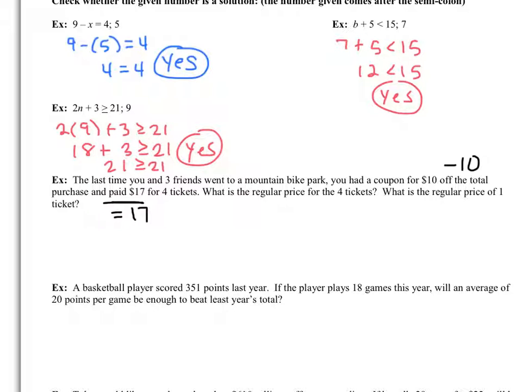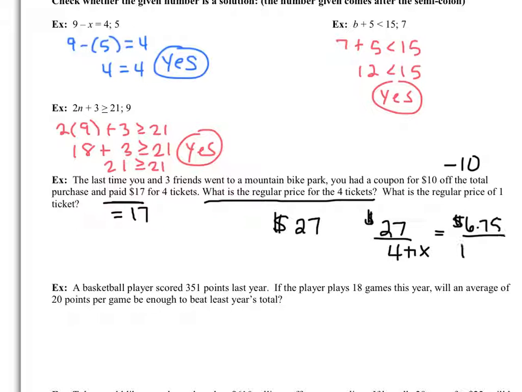The first thing that they're asking us to find is what the regular price of the 4 tickets should have been. What's the regular price? And you paid $17, but you got $10 off. So if you work backwards, you know that you should have paid an additional $10, so it should have been $27 for the 4 tickets. And then it asks what's the price of 1 ticket. Well, it was $27 for 4, so we can just divide 27 by 4, which is basically making it a unit rate, which gives us $6.75 for 1 ticket.